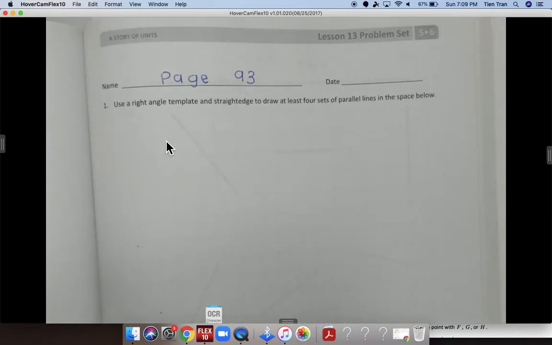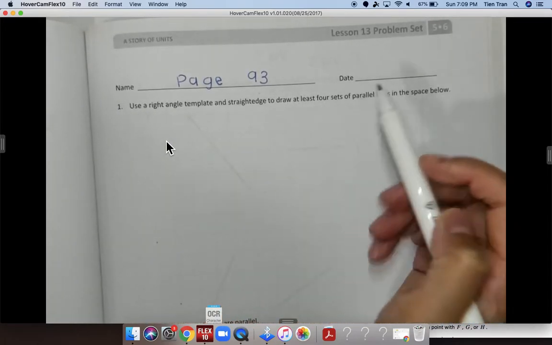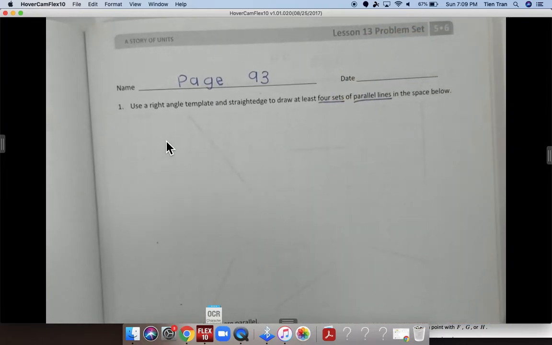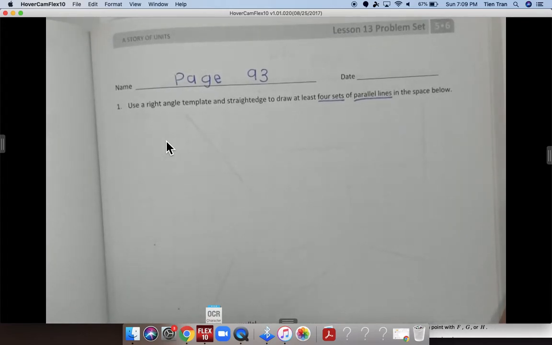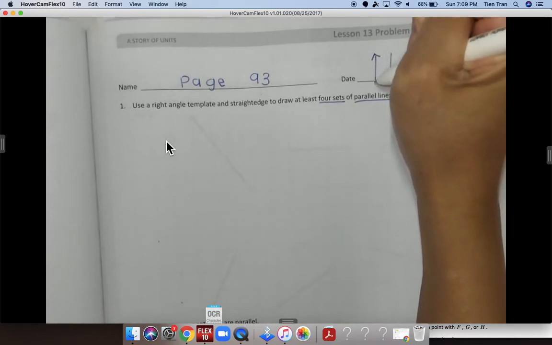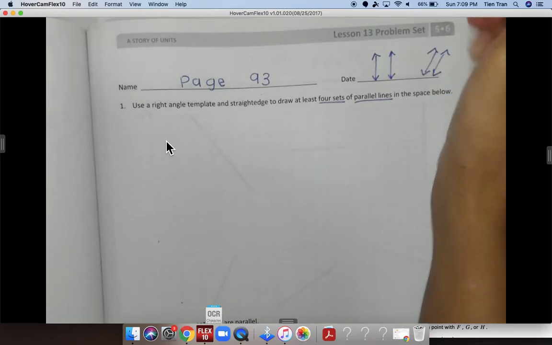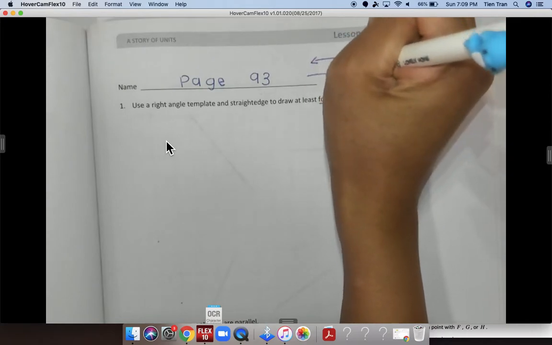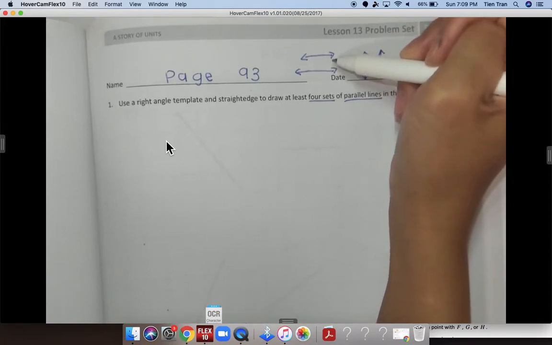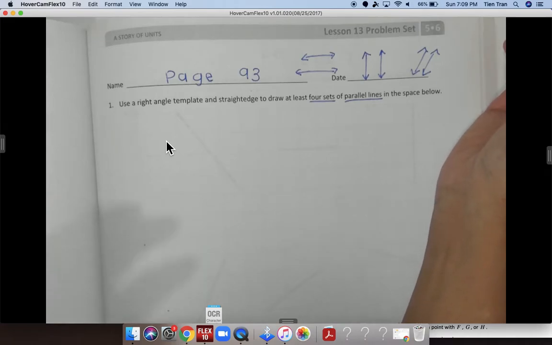Okay, this is problem number 1. Use a right angle template and straight edge to draw at least 4 sets of parallel lines in the space below. So remember last time that we talked about parallel lines. Parallel lines are lines that go up and down or diagonally or left and right, but these lines never intersect. So that's what parallel lines are. The distance between them continues to go along as straight as possible, but they never meet each other, never intersect.